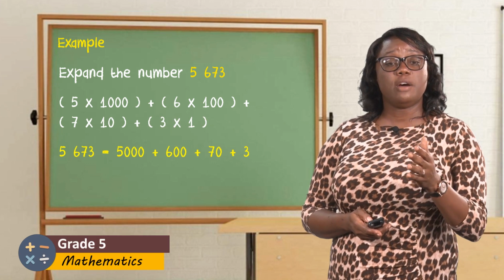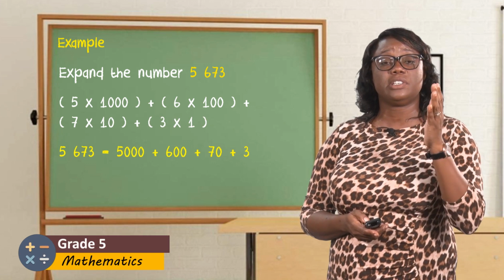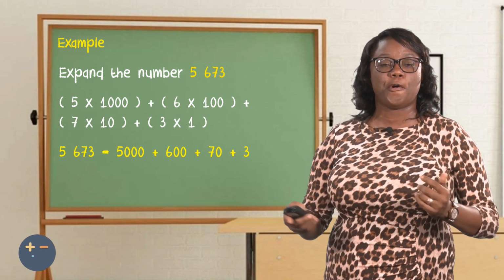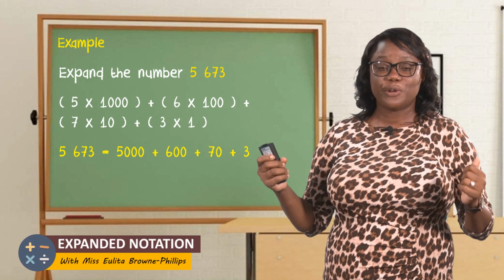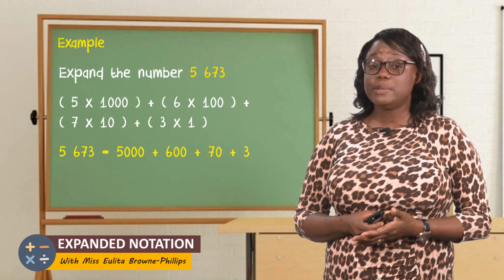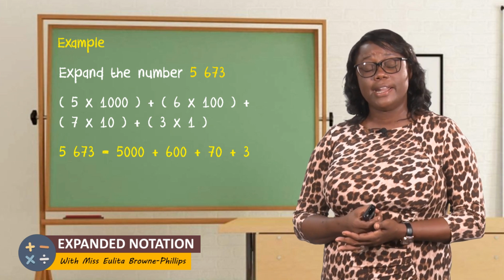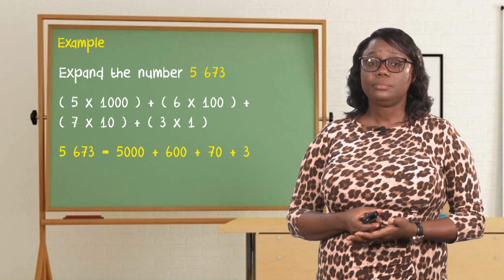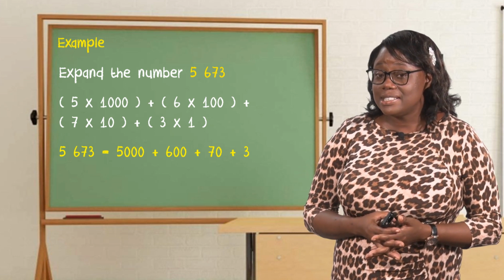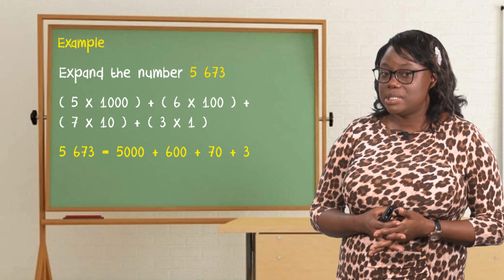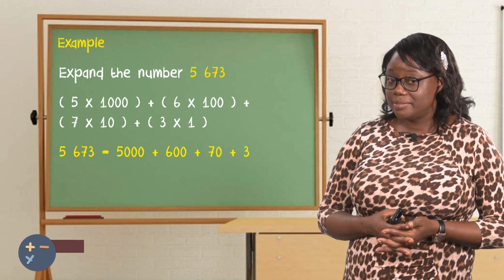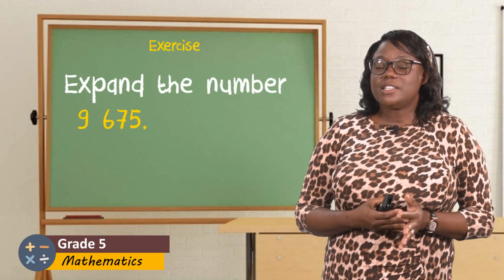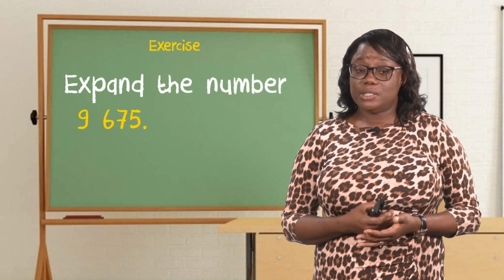So there is the number 5,673 in its expanded form, in its stretched form. 5,000 plus 600 plus 70 plus 3. So now, boys and girls, do you think that you can do some on your own? Okay. So let's expand these two numbers.